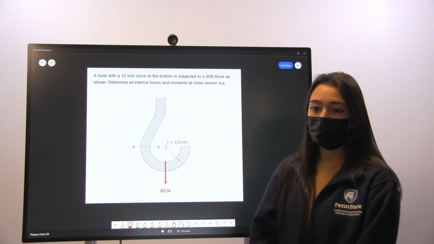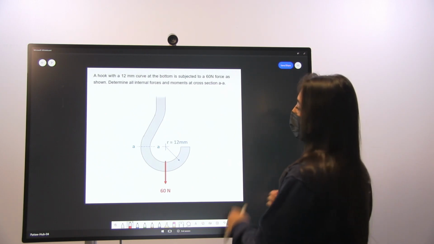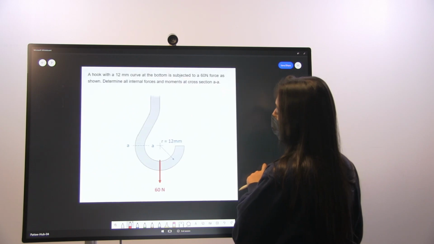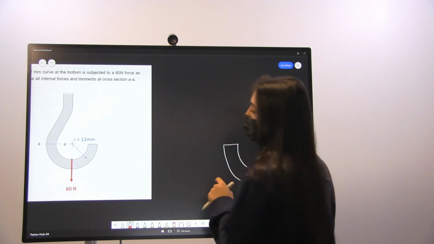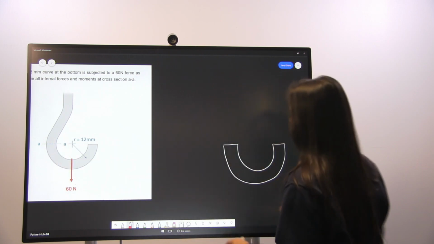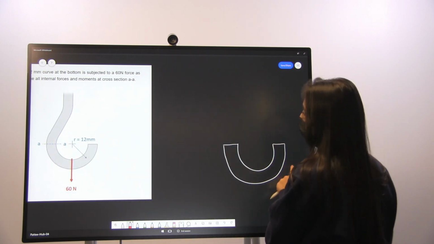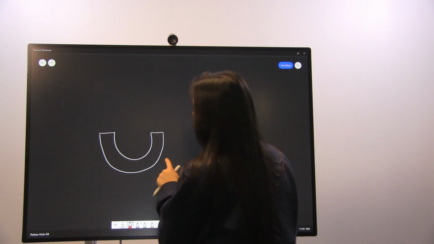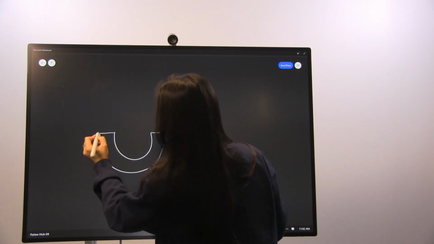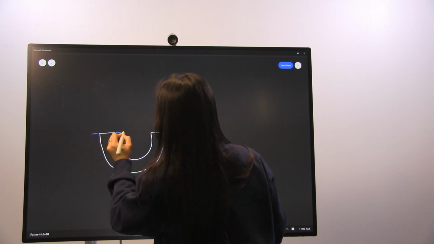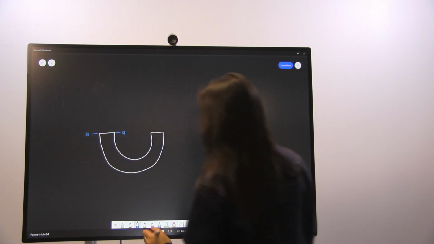So the first step for tackling this problem is drawing a free body diagram. Since our location of interest is at this plane AA, we're only going to draw the bottom half of the hook, and we want to focus specifically at this plane here. So this is where our plane AA is.